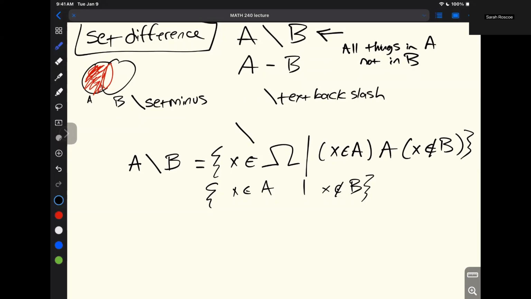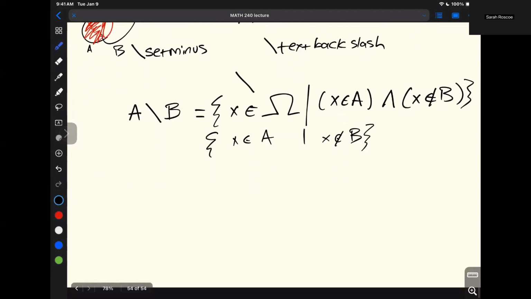Yeah, question. Yes, I wrote that and then was like, oh, that's supposed to be an A. Then added the crossbar. Thank you. Okay, so that's minus.